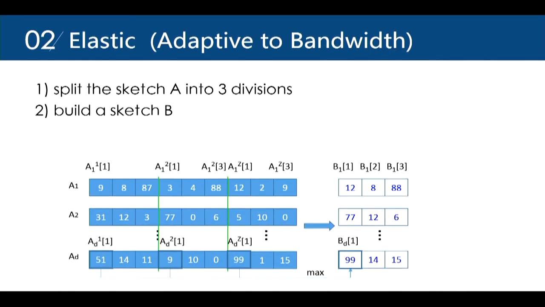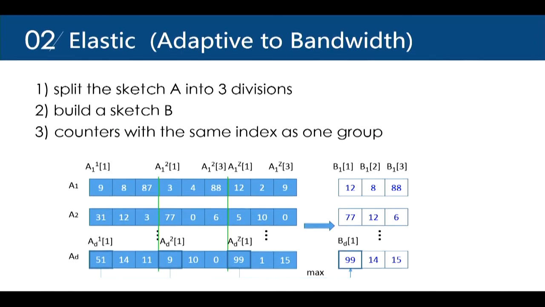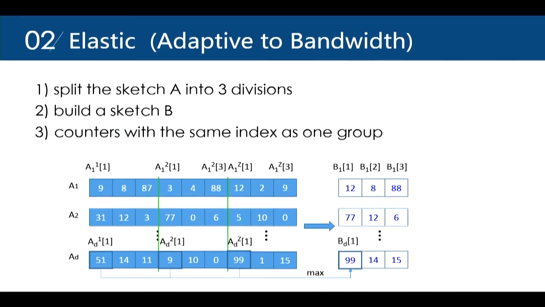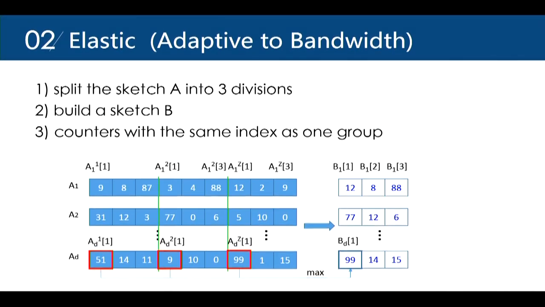And second, we build a sketch B with width of 3. Third, we group counters. All the counters with the same index are regarded as in one group. And we will compress all counters in one group to one counter. For example, these three counters are in the same group. And we need to compress them into one counter.